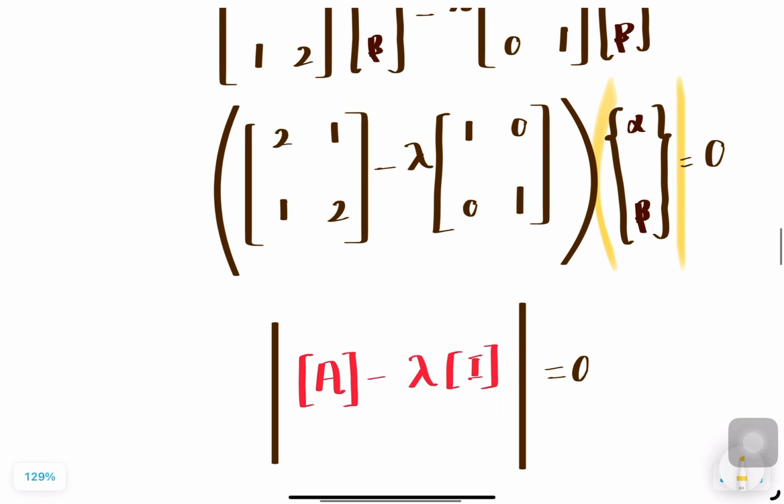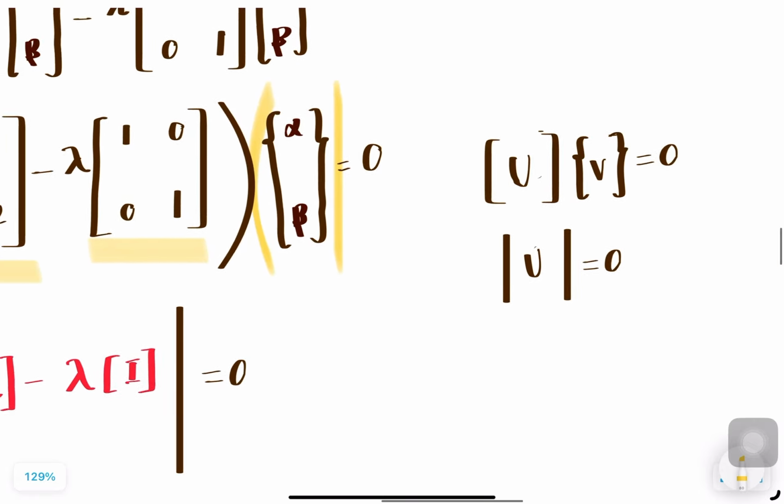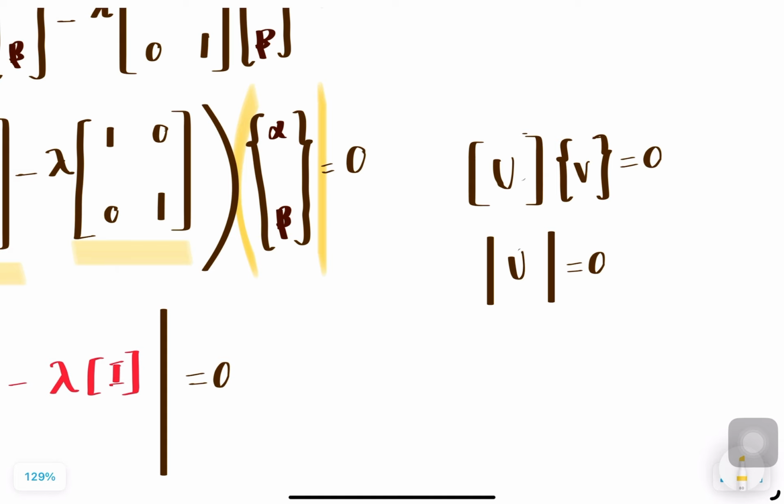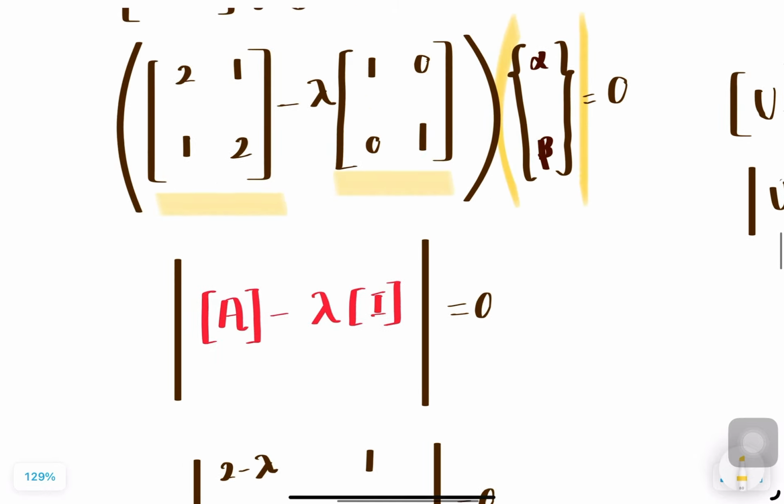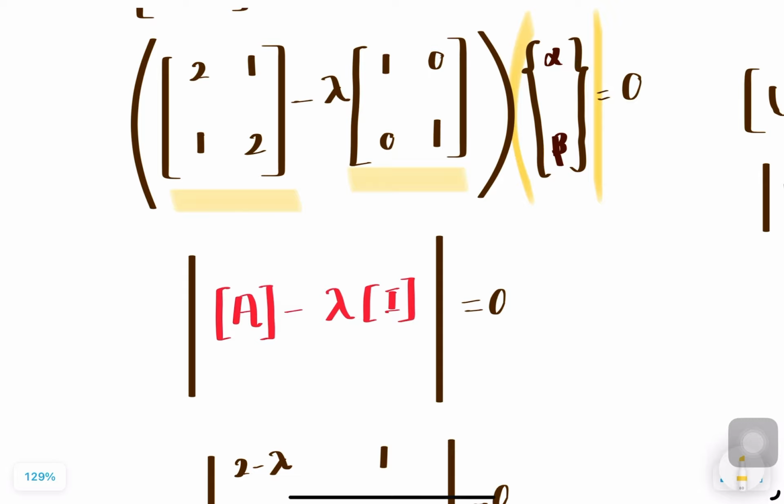Now this is of the form: we call this matrix the A matrix, and we will call this the identity matrix. So it is of the form A matrix minus lambda I into this eigenvector is equal to 0. We know that the eigenvectors are not going to be 0. In short, if a matrix U multiplied by a vector V is equal to 0, then the determinant of U should be equal to 0 if V is not equal to 0, by the rule of mathematics. So we can say that the determinant of A minus lambda I should be equal to 0.